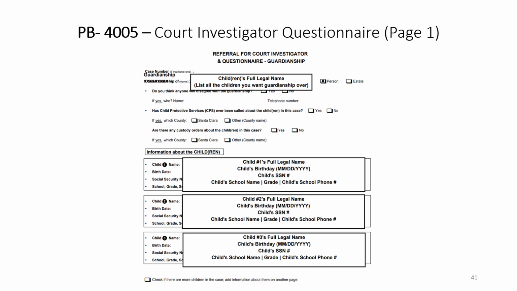The next form is PB-4005, which is a questionnaire asking for additional information about the parties for purposes of the court investigation. You'll fill out all sections of this form. You should answer the questions as best you can. If in doubt about whether to reveal information, you should err on the side of caution and disclose it.